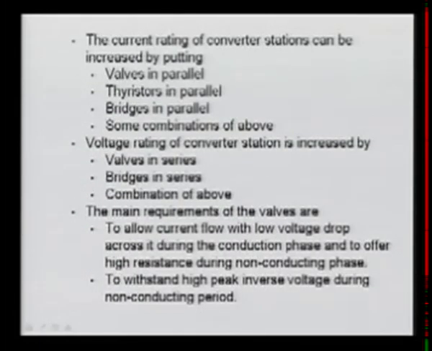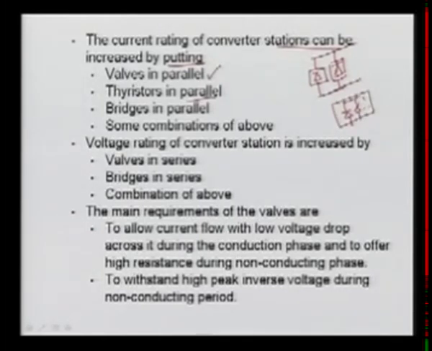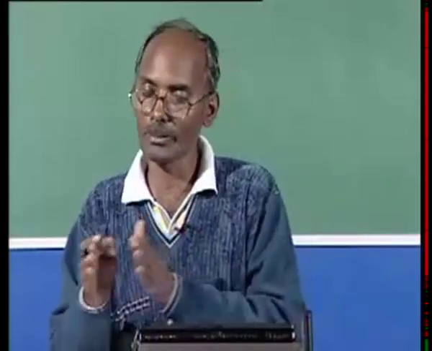The current rating of converter stations can be increased by putting valves in parallel, meaning we can have two valves in parallel. There is also a possibility that we use thyristors in parallel, one thyristor here, one thyristor here, and we can use several, and then it is one valve. So in one valve we can use several in parallel, and other valves may also be in parallel.